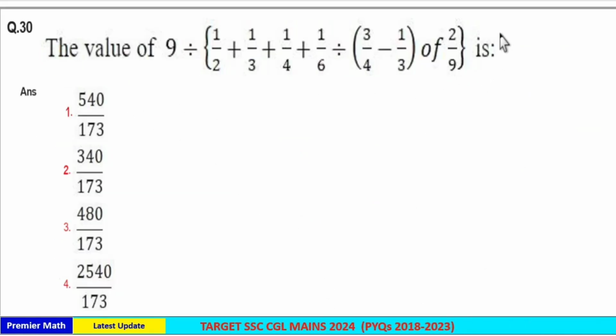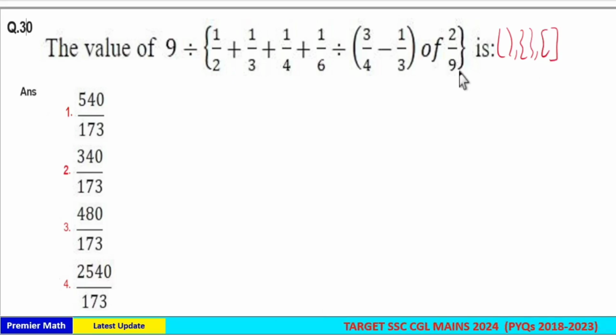Find the value of the following. Here bracket order in BODMAS rule is this one. So first solve this bracket. 3 by 4 minus 1 by 3. 9 minus 4 is 5. 5 divided by 12. Of means into 2 by 9.